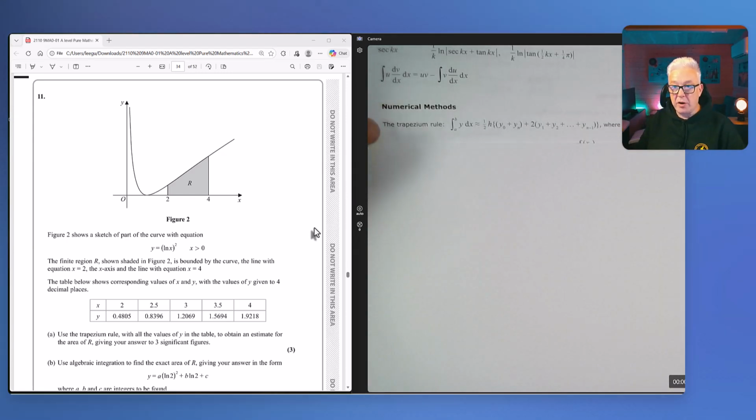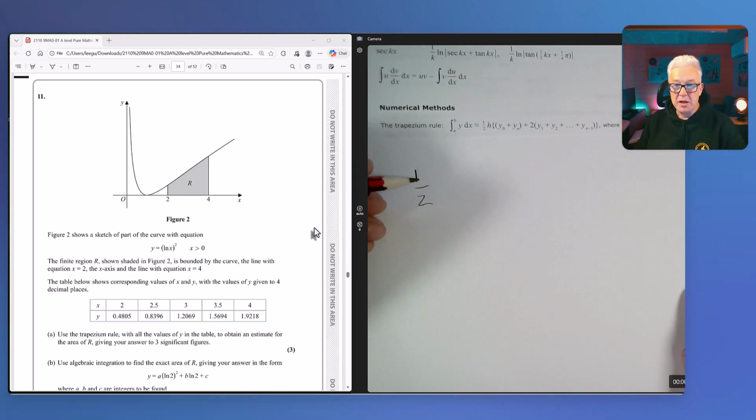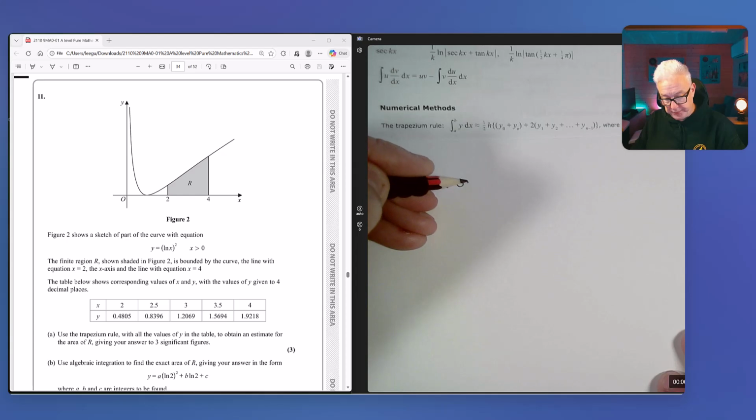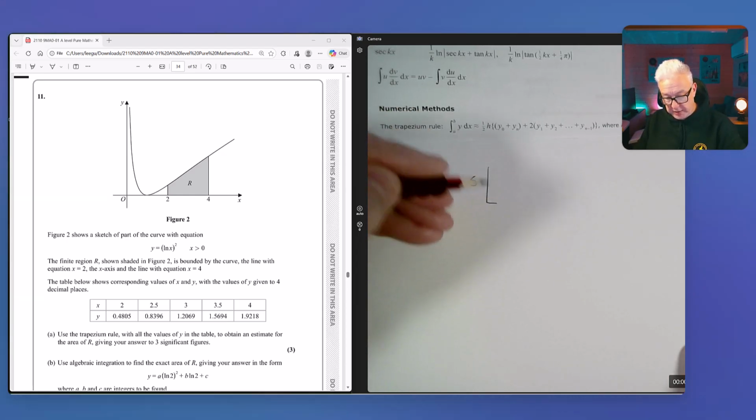So what have we got here? The area is going to be a half times h. Now h, remember, is the strip width. It's how wide all the strips are. And we can see from the table that it's going up in 0.5s. So therefore we can say that our strip width is, in this case, 0.5. So 0.5 is our h there. Okay, that's fine. Now, put all the values in from the table.